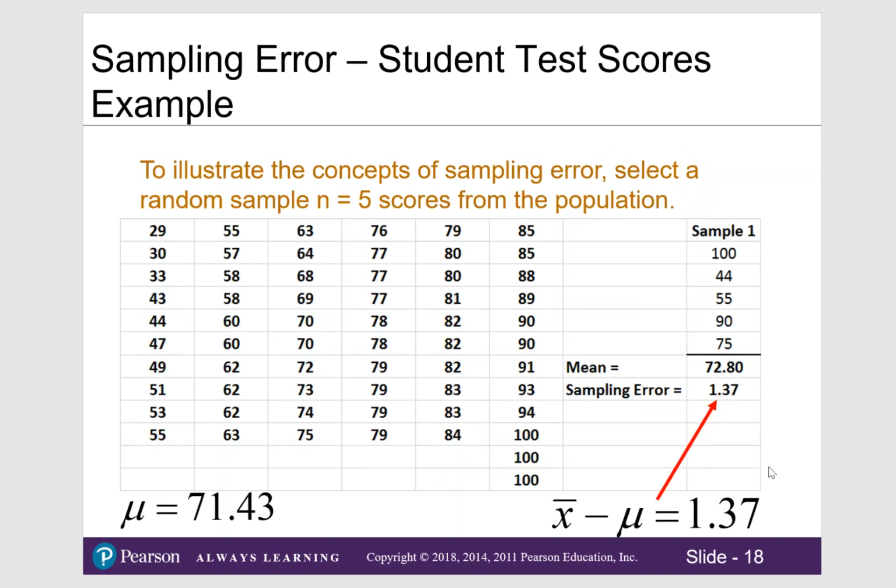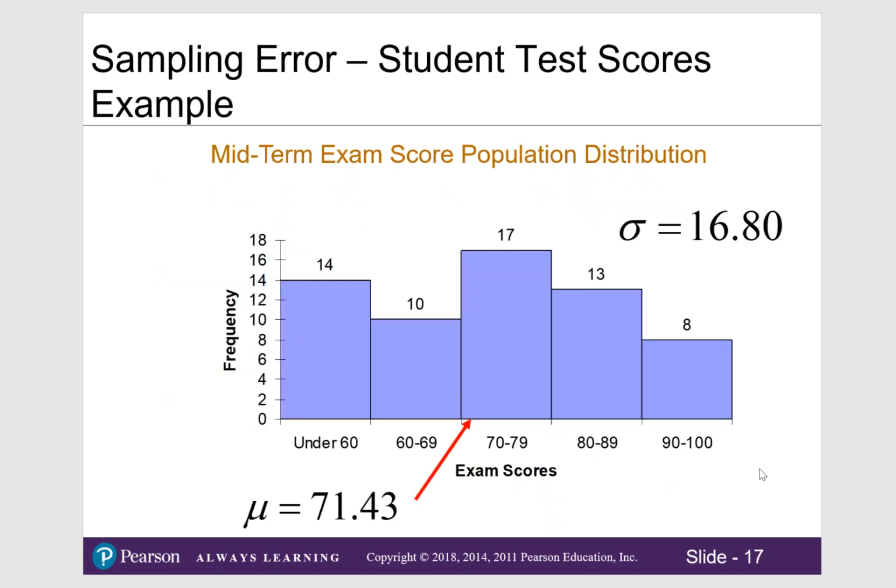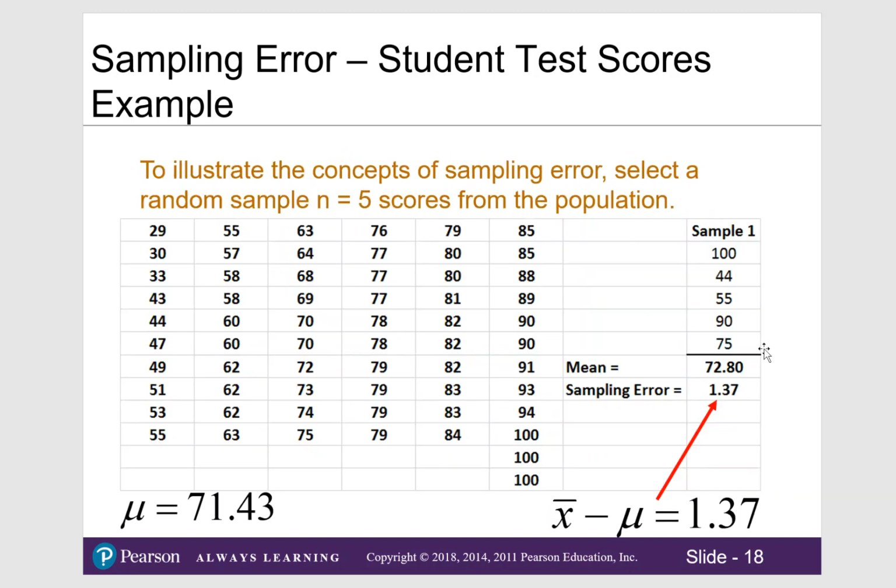Okay, so now what we're going to do is start sampling from this distribution. Now that we have some idea what the population looks like, we're going to gather samples. All right, so here's one sample. In particular, just grab one sample of size 5, add together all of them, divide by 5, and that gives you your mean. Go through the steps to find the sampling error here. I'm just taking the sample mean and subtracting the true mean of the population and coming up with 1.3.